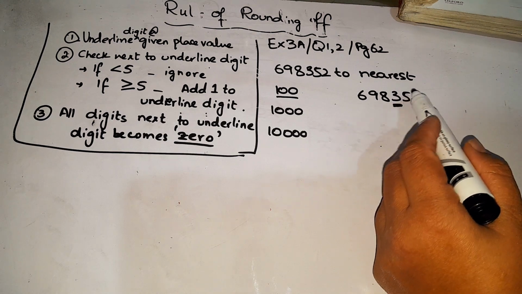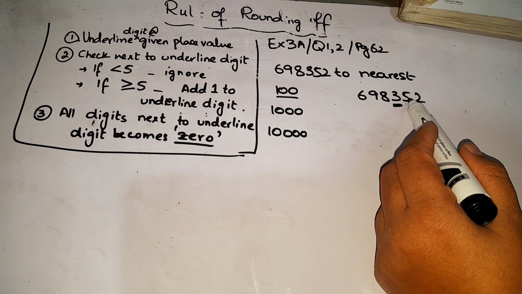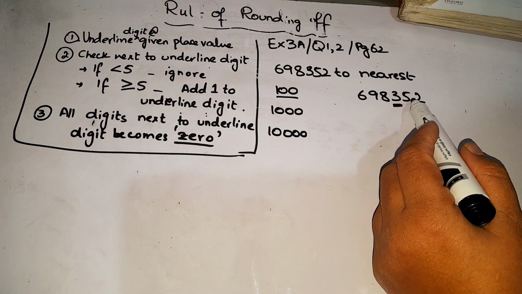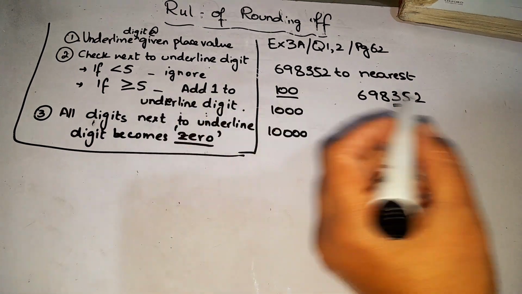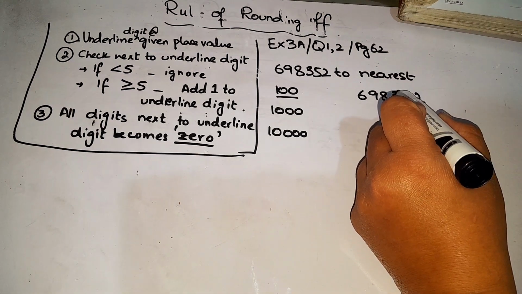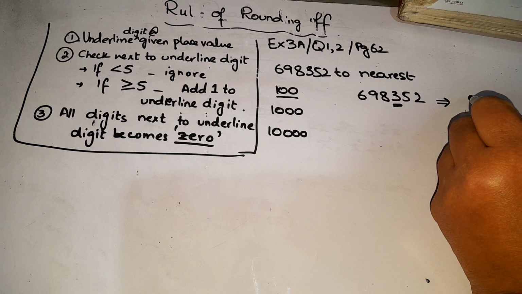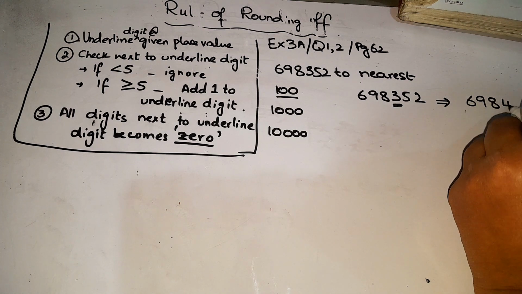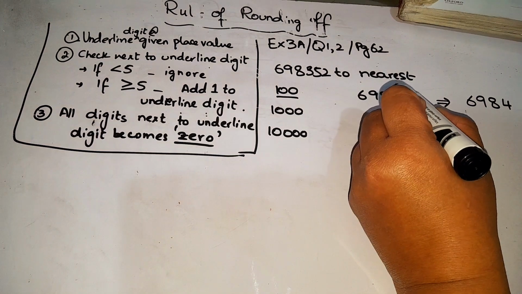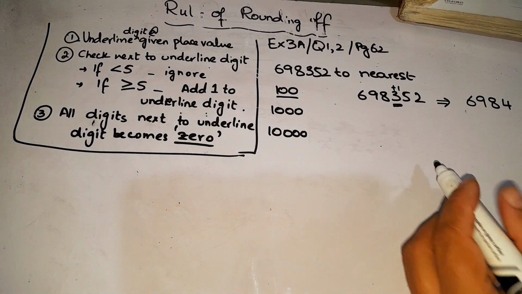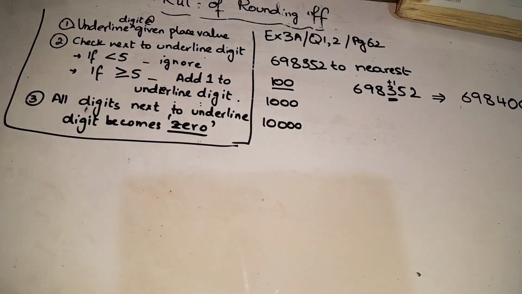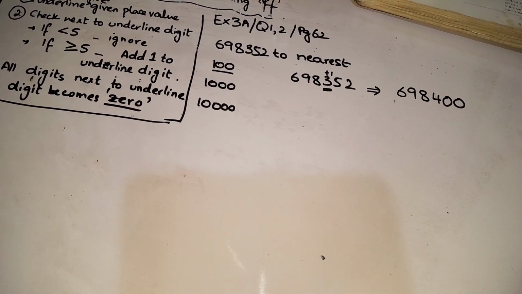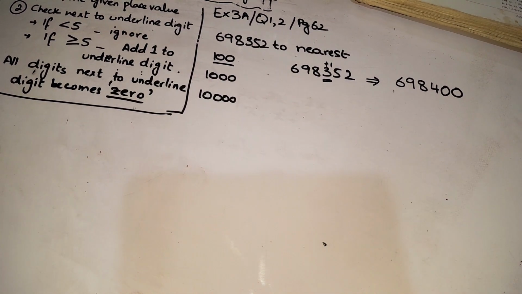Second step is check the digit next to the underlined digit. So next to underline is 5. If the next to underlined digit is more than or equal to 5, I will add 1. So it means that I need to add 1 in this. So the answer will be 698, and 3 will become 4 now because I am adding 1 to this. And now the third step is all the next digits will become 0. Just keep in mind all the 3 steps and you will be able to solve them very easily.